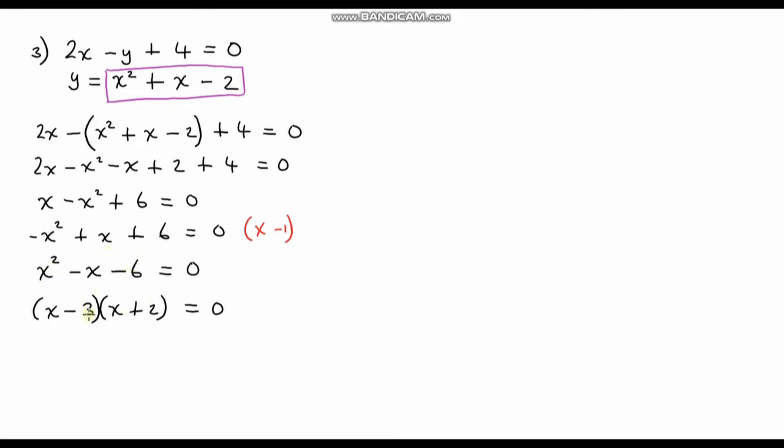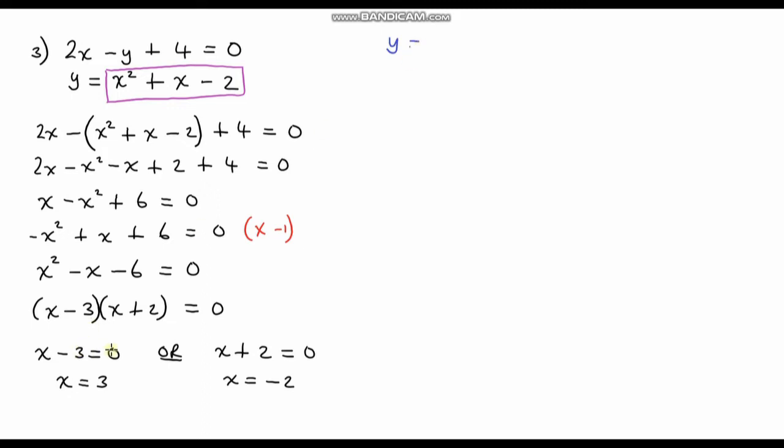So again, we have two solutions. Either x minus 3 is going to equal 0, or our second solution is going to be x plus 2 equals 0. So we can now go ahead and solve these two equations. Over here x is going to equal 3, and over here x is going to equal negative 2. So now we can substitute these values back in. Let's choose our bottom equation. So what are our values for y?